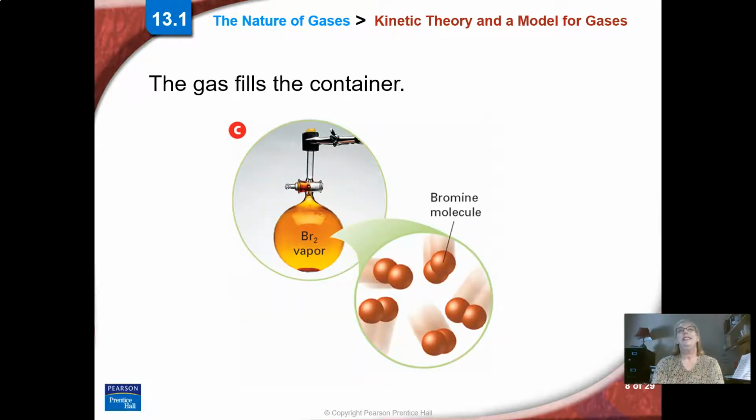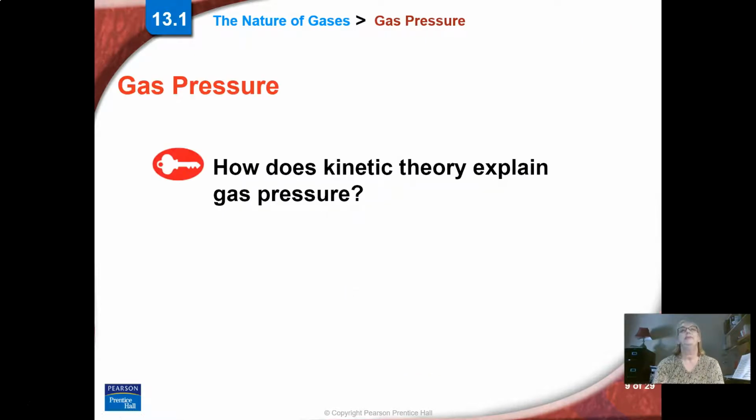Gases fill the entire container that they're in. So this is bromine molecules, two bromines. Remember, bromine is a diatomic. It likes to stay in two bromine atoms together as Br2. And here's that vapor. This is a small view of that. They're bouncing around inside this container. There's a little bit of solid bromine on the bottom, but most of this bromine is gas, and it's bouncing around the container. It fills the entire size of the container.